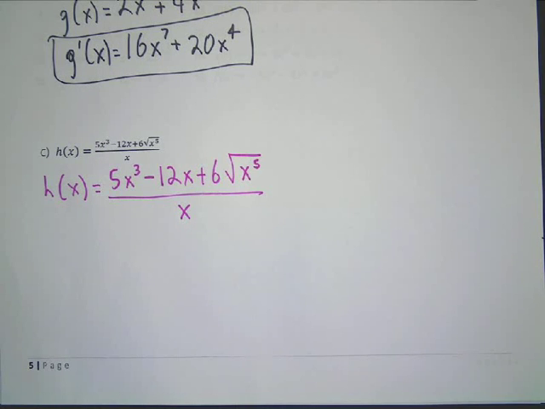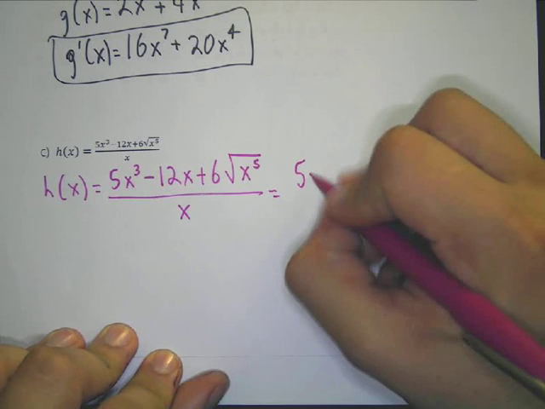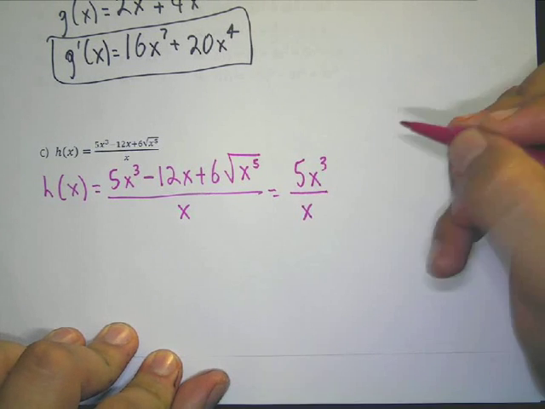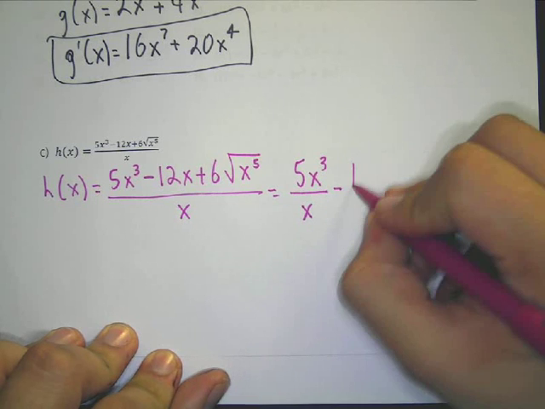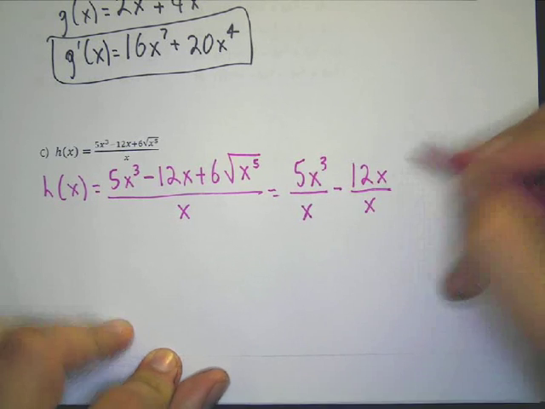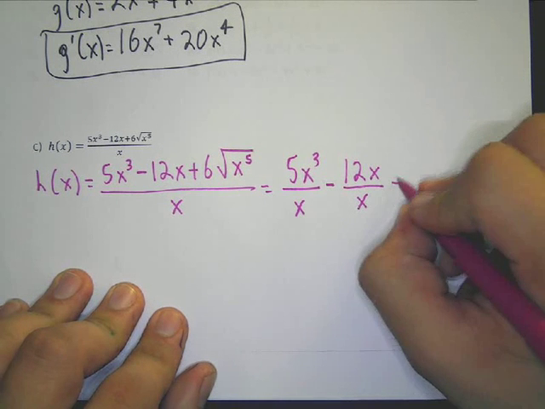So, this looks very complicated and like it might take a while, but it actually really doesn't. The first thing we've got to remember is that when we see this long bar of x underneath a lot of terms, this denominator applies to every single one of these terms. So what can we do because of that? Well, let's just separate and write the denominator under each of them. So, we're going to say 5x to the third divided by x minus 12x over x plus 6 square root of x to the fifth over x.